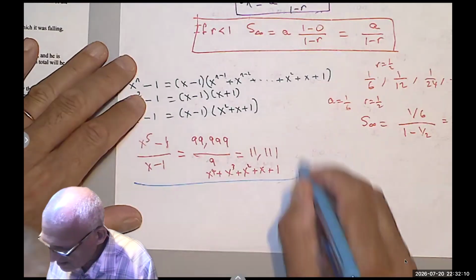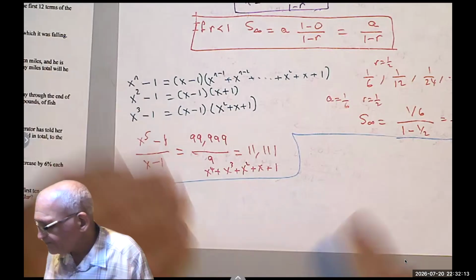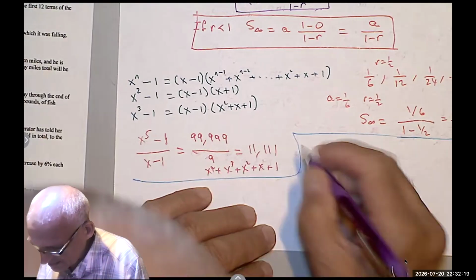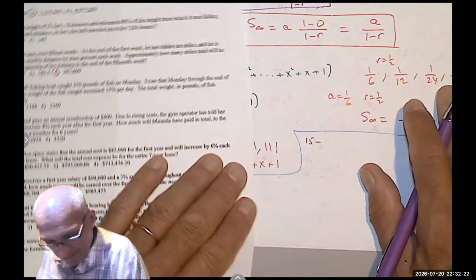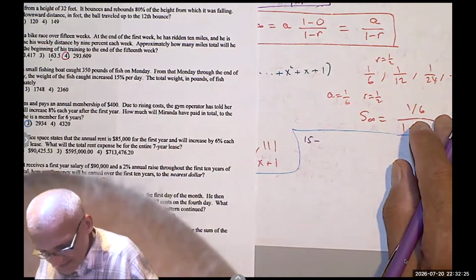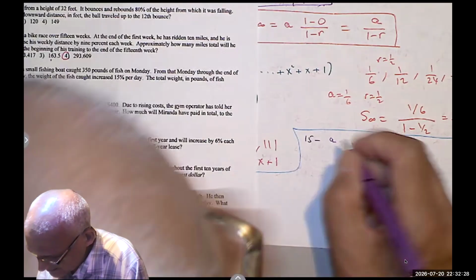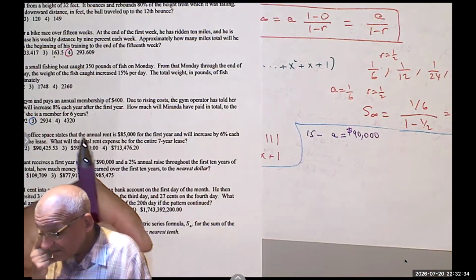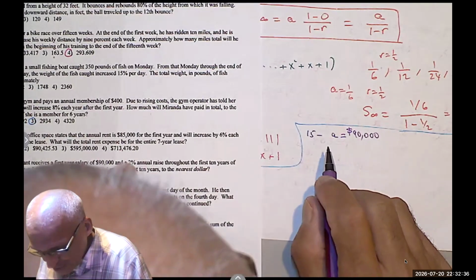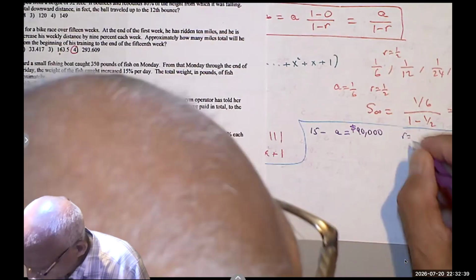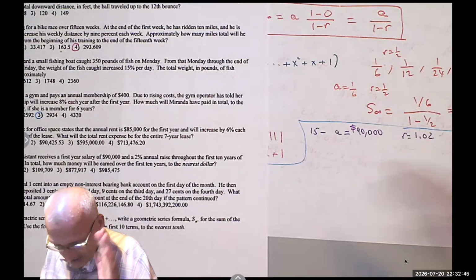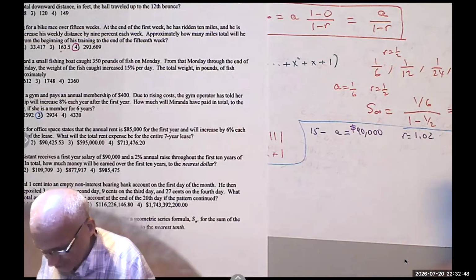Okay, number 15. A research assistant receives a first-year salary of $90,000 and a 2% annual raise. So R is 1 plus 2%, 1.02. Okay, not 0.02. I keep repeating myself. You get bored, but it's so important.